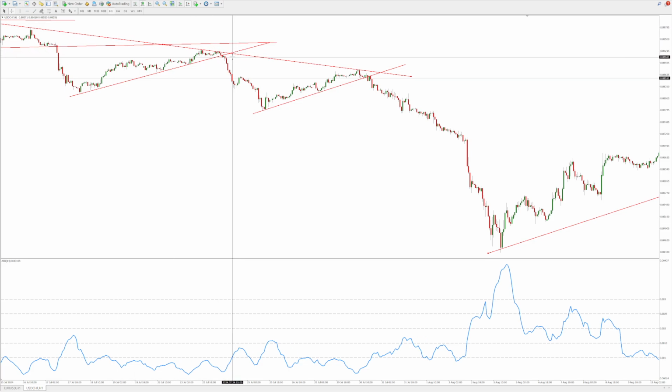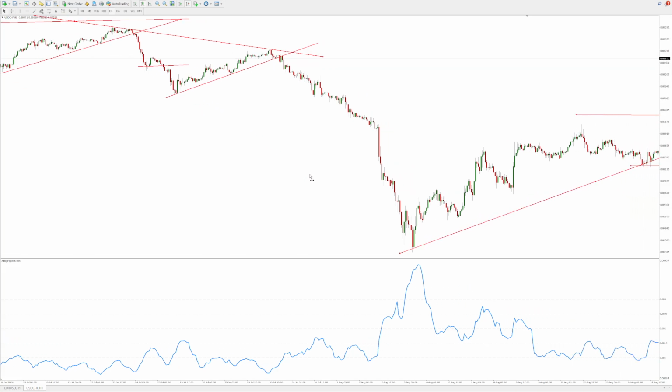Market's making lower highs. Okay, same thing happens again. You see this big move down here? What happens? The ATR goes up. Then as the ATR lowers, we draw a level of support, and you could have entered a breakout trade there.